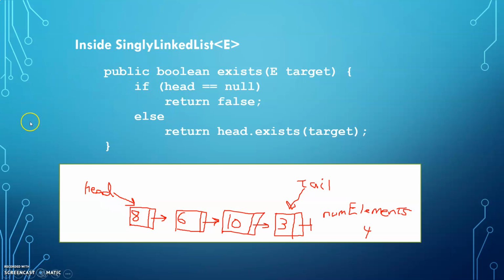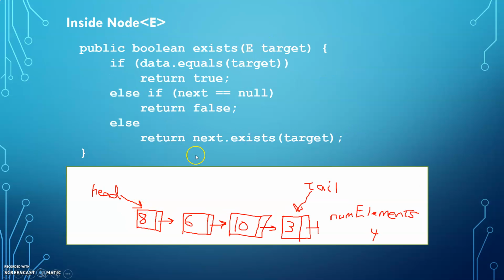So suppose we asked, does 10 exist? So we're calling the exists method, passing it the value 10. And so here, if head is null, well, it isn't null. So it's going to say, okay, let's talk to this node. And so, okay, you node here, does 10 exist in this node?